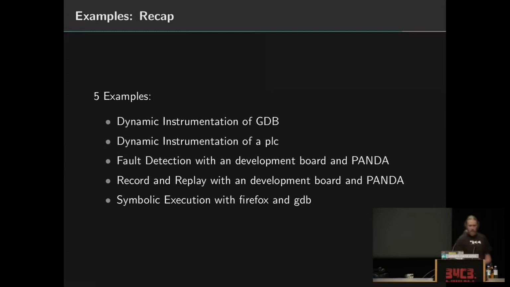So let's recap the examples we saw. We saw 5 examples: dynamic instrumentation of GDB, dynamic instrumentation of a PLC, fault detection on a development board together with Panda, record, well, we didn't see the record, but the replay of the development board in the Panda setting, and we very briefly saw symbolic execution with Firefox and GDB. Note that some of these examples are already available open source, and the ones which are not will most likely be made available within the next months.